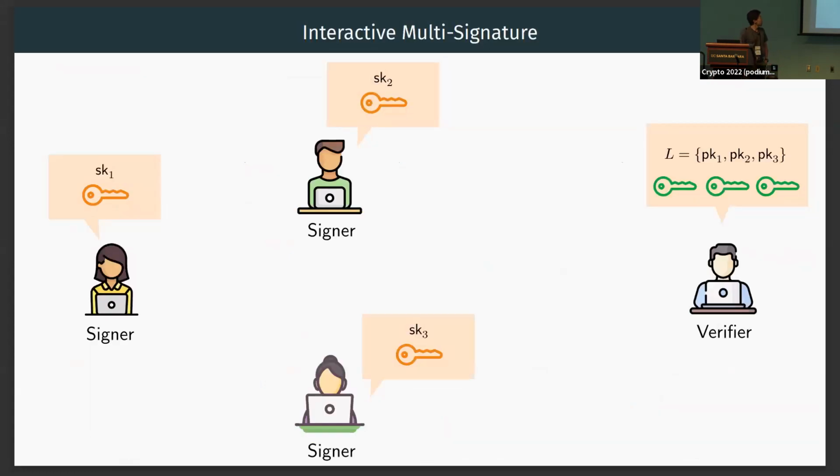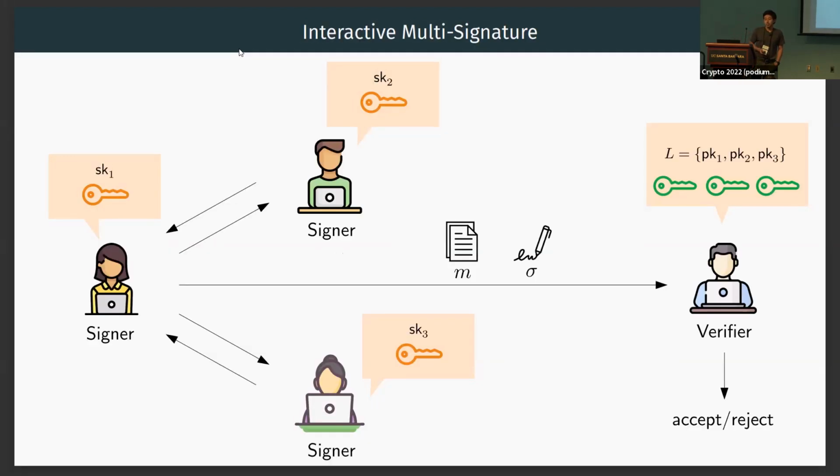So what is a multi-signature? A multi-signature is essentially a generalized version of the usual signature scheme, where there are multiple signers holding individually generated secret signing keys. We consider in this work the interactive version of the multi-signature. This means that parties interact with each other and then eventually output a single signature on the same message M. The verifier takes the message, the signature, and the list of public keys that participated in the signing operation, and eventually outputs reject or accept. So this is the basic syntax.